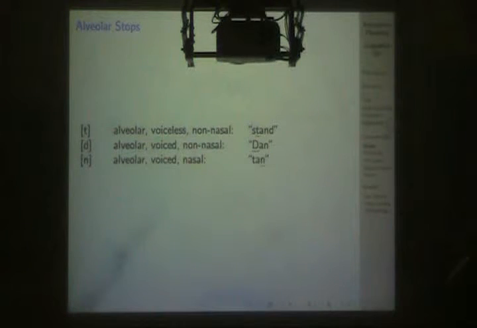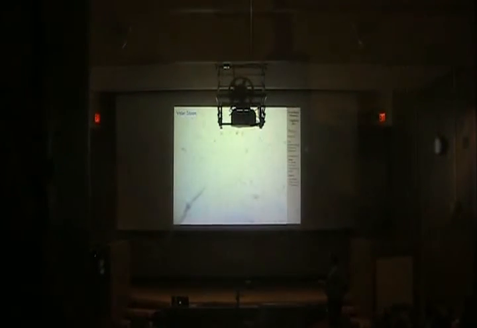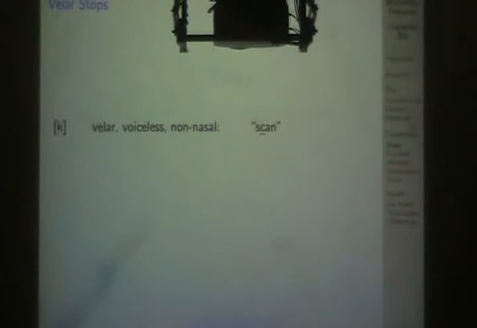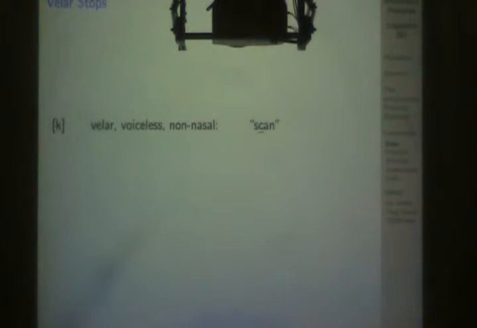Okay? The next set of stops are made by producing a closure with the back of the tongue against the back of the roof of the mouth, actually against the velum. And so these are called velar stops. These are all vaguely gagging sounds, the first of which is the sound ka, voiceless, non-nasal. The back of the tongue makes a closure at the velum. And the transcription symbol is a lowercase k.